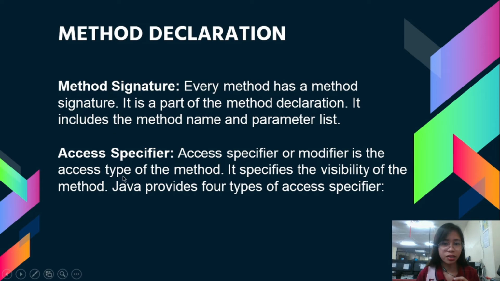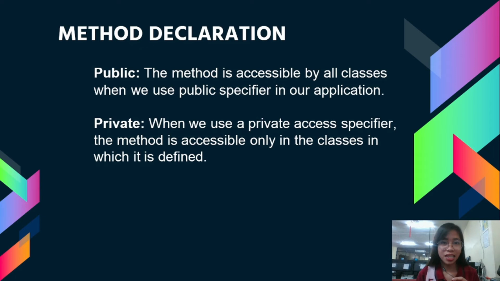Access specifier. So it specifies the visibility of the method. Merong 4 na klase ng access specifier. So we have public. Katulad ng sinabi ko kanina, when we say public, the method is accessible by all classes. But when we say private, yung method na ginawa nyo is accessible only kung saan nyo siya dineclare na class. Kung saan nyo lang siya dinefine, dun lang siya accessible.